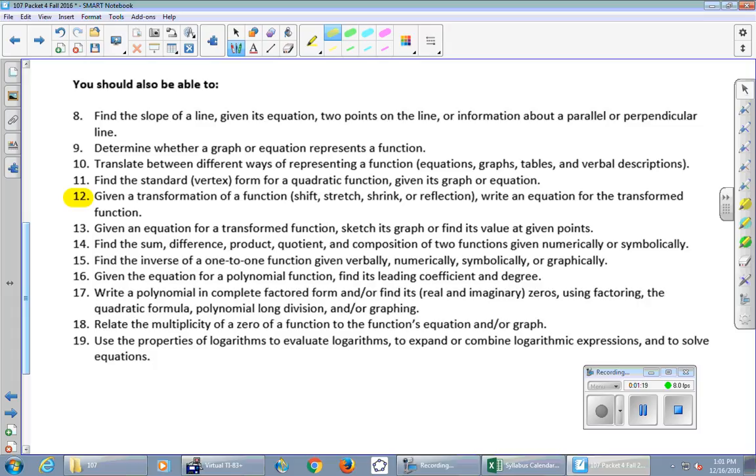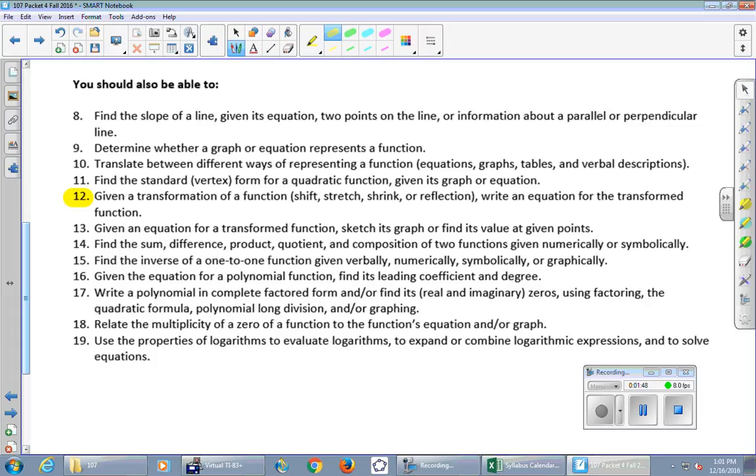So let's take a look at number 12. You should be able to, given a transformation of a function, write an equation for the transformed function. So given a transformation, meaning you're looking at a picture or words, I want you to write an equation. And so in order to be prepared for Wednesday's test, I want you to get to the place where you can read my descriptions up here, you can know what kinds of questions I might be asking you, and you also know the process that you'd follow to answer those questions.